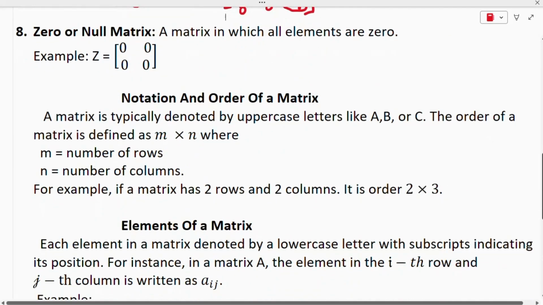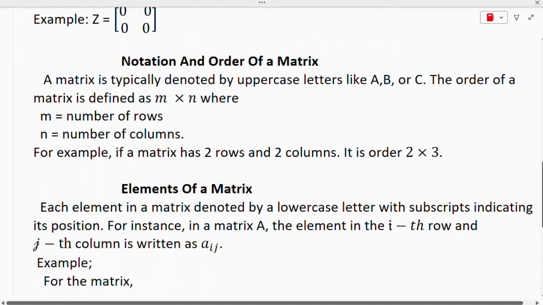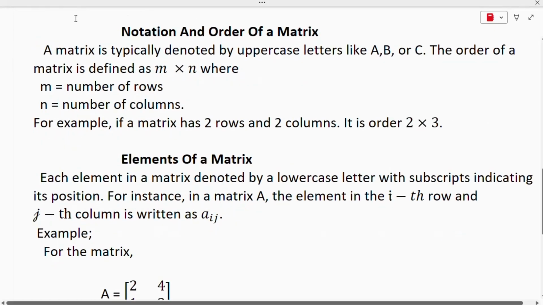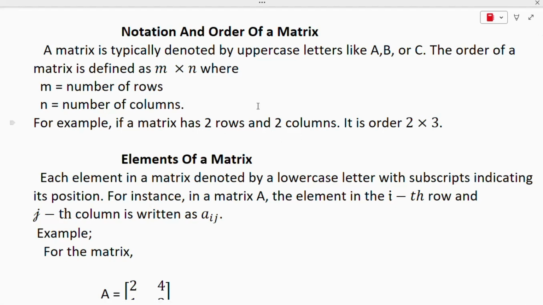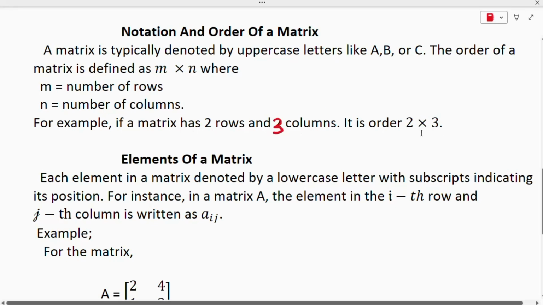So guys, let's take a look at the notation and order of a matrix. Now this is very important in matrices. Now a matrix is typically denoted by uppercase letters like A, B, C, D, and so many others. And the order of a matrix is defined as m times n, where m is the number of rows and n is the number of columns. For example, if a matrix has 2 rows and 3 columns, this is called order 2 times 3.